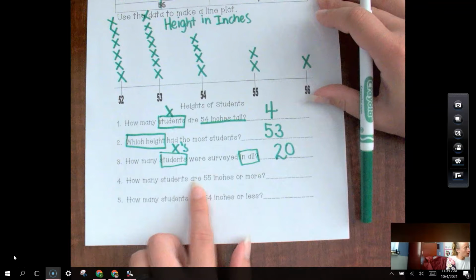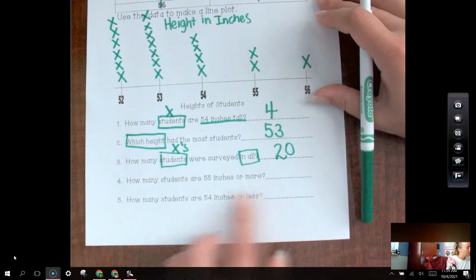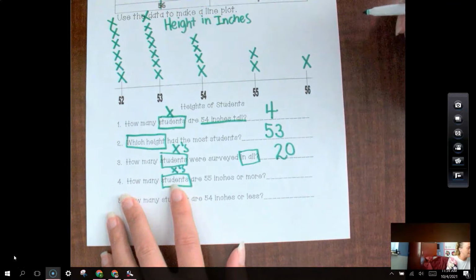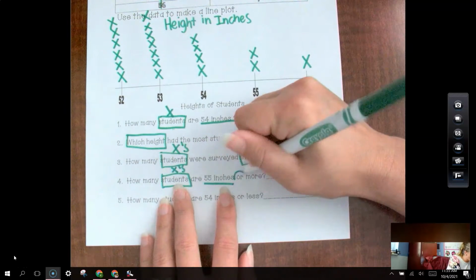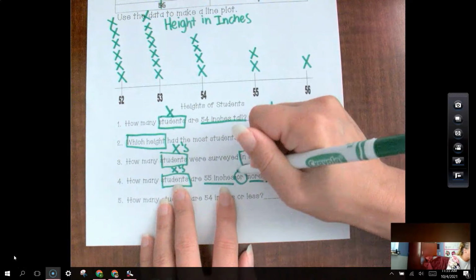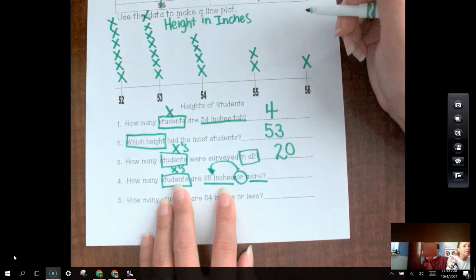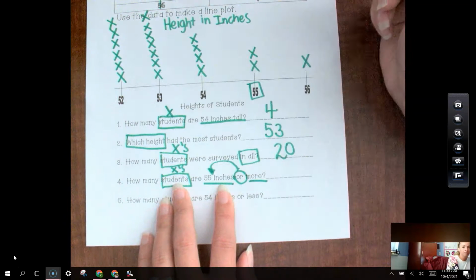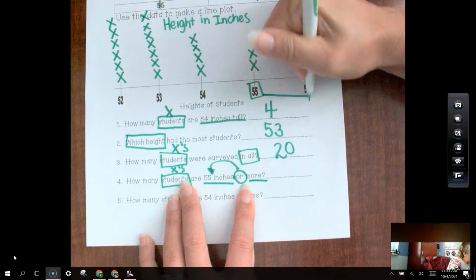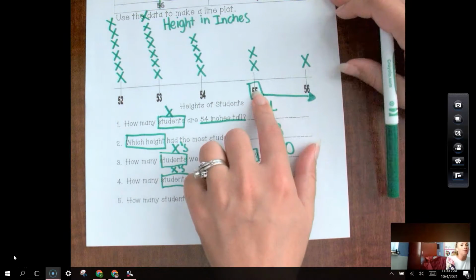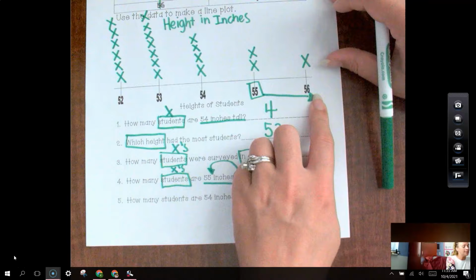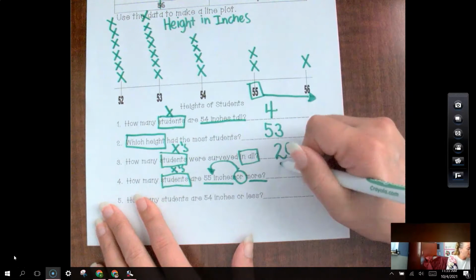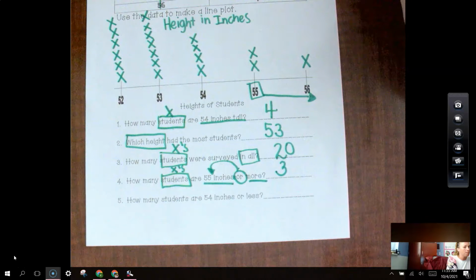How many students are 55 inches or more? So, students are X's. We will be counting the X's. 55 inches or more. Because it says "or," we count the 55. If it doesn't say "or," we do not. So, 55 inches or more, which means we must count the 55 and the 56. So let's count our X's. 1, 2, 3. 3 students are 55 inches or more.